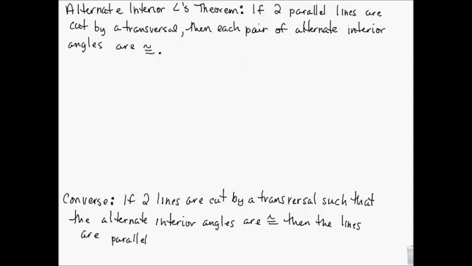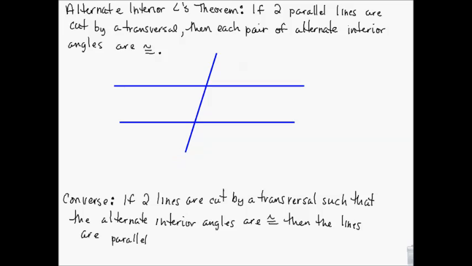And so we have, if two parallel lines are cut by a transversal, then your alternate interior angles are going to be congruent. So angle 1 will be congruent to angle 2, and angle 3 will be congruent to angle 4. And then the converse says if you have just two random lines and they're cut by a transversal, and the alternate interior angles are congruent, then that makes the lines parallel. So the parallel lines make the angles congruent. The congruent angles make the lines parallel. Goes both directions.